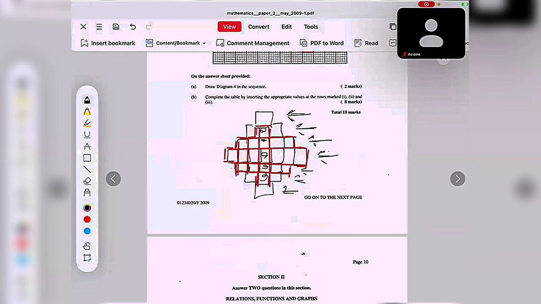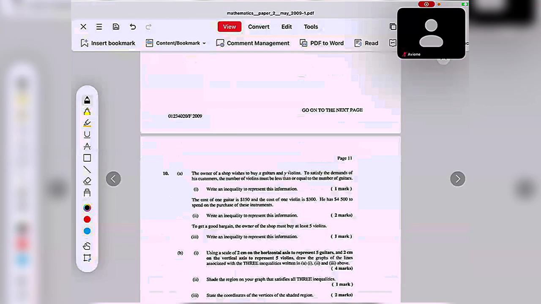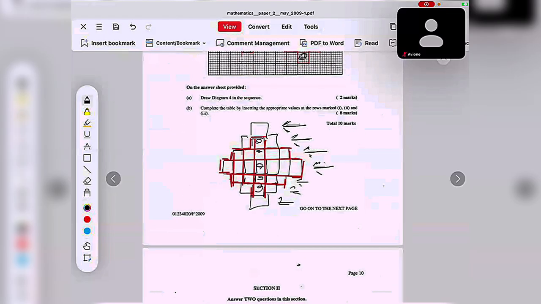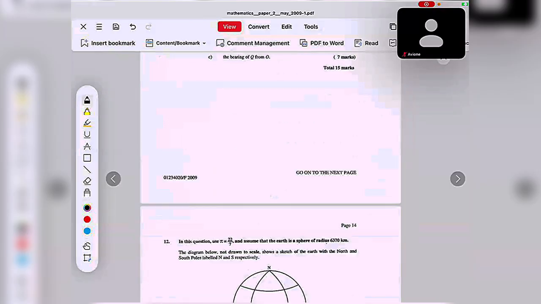All right, so complete the table by inserting the appropriate values in the rows marking 1, 2, and 3. So we're going to go on the table. Where's the table? People? My God. Did they not put the table on? We were supposed to have a table, you know. Oh my Lord. What did they do? Delete the table? Let me see, then put it down here. We're actually supposed to have a table.